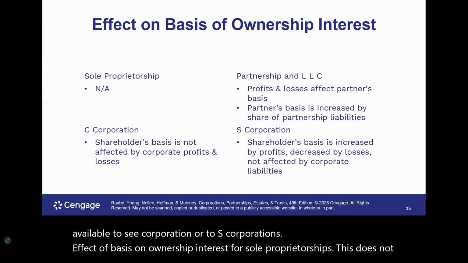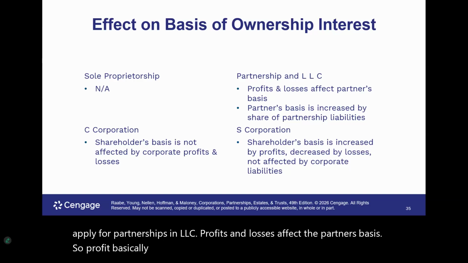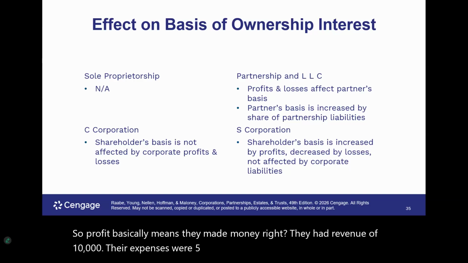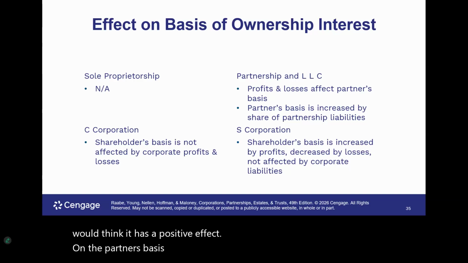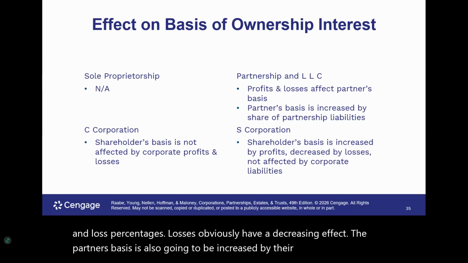For partnerships and LLCs, profits and losses affect the partner's basis. So profit basically means they made money, right? They had revenue of $10,000 and their expenses were $5,000. That $5,000 represents profit. So as you would think, it has a positive effect on the partner's basis, and it would obviously be allocated based on profit and loss percentages. Losses obviously have a decreasing effect. The partner's basis is also going to be increased by their share of partnership liabilities.